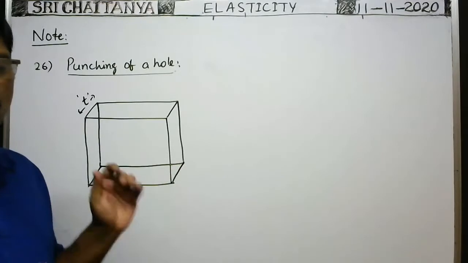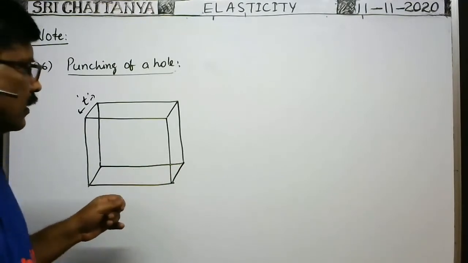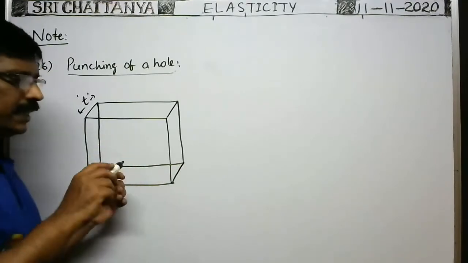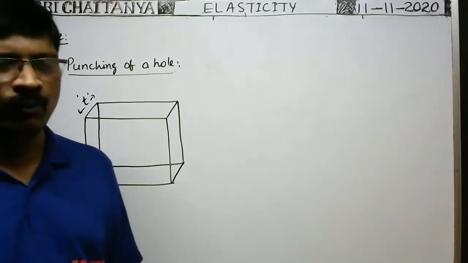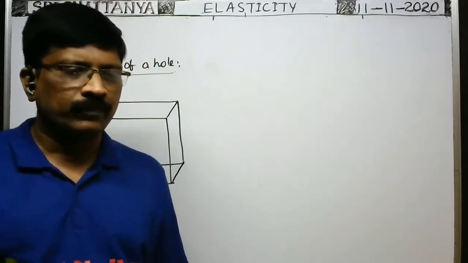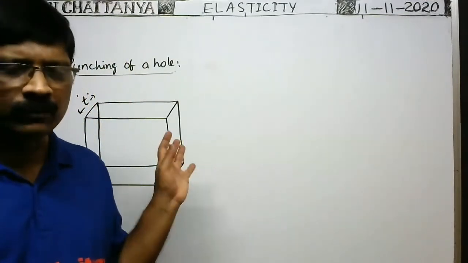We cannot, by means of any screwdriver, make a hole. We cannot punch a hole in the metal plate. What do we do to punch a hole, to form a hole in the metal plate?